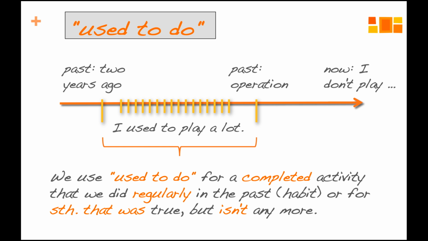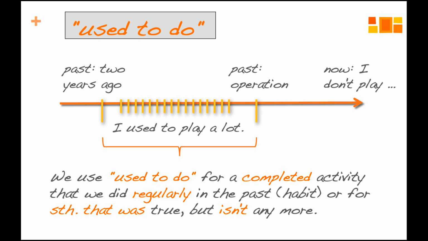And this is your rule, so to speak. We use used to do for a completed activity in the past. You cannot use it for the present tense. It must be in the past. In other words, in between that past operation that you have here and the now, I don't play tennis anymore, there's got to be some time. Used to is past tense. It has no connection to the present tense. So this is your first rule here. Be very careful with this.